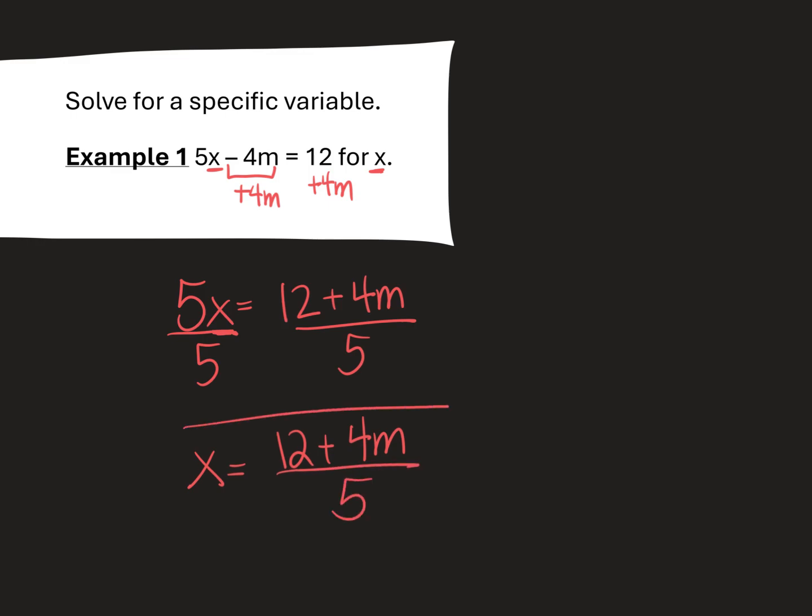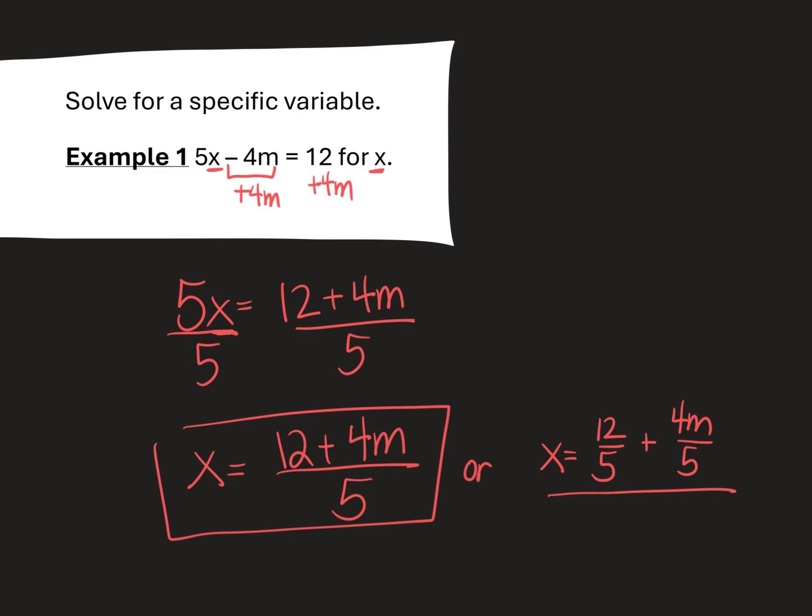Our answer is x equals (12 plus 4m) divided by 5. I have also seen it as x equals 12 over 5 plus 4m over 5. I don't write it this way unless both of these terms are divisible by 5. So I would leave it the way I have it boxed.